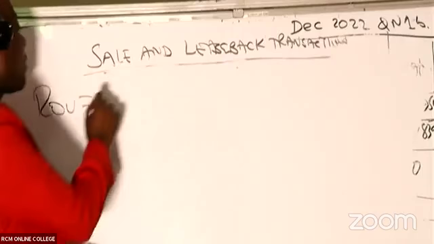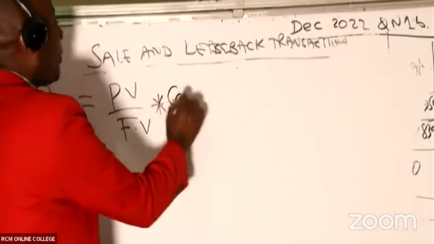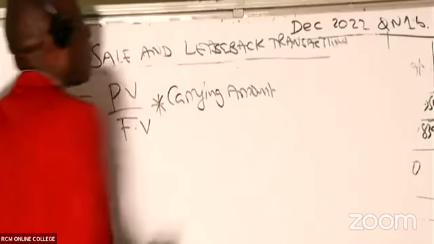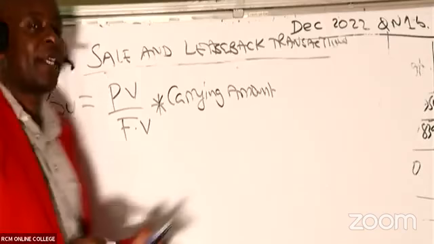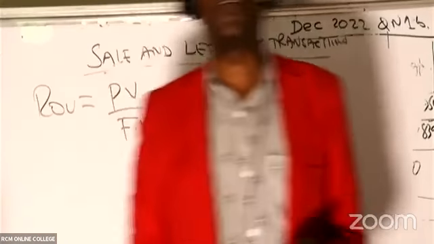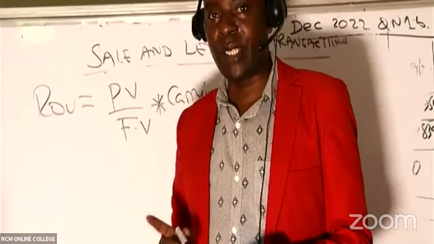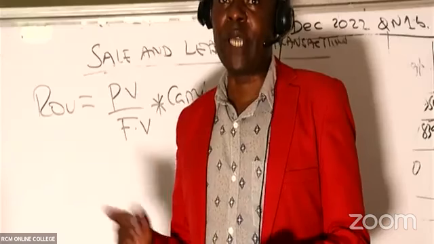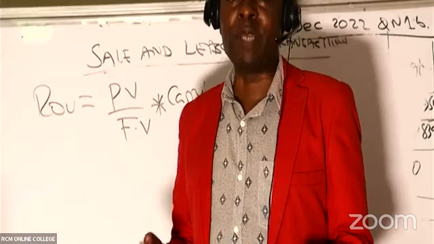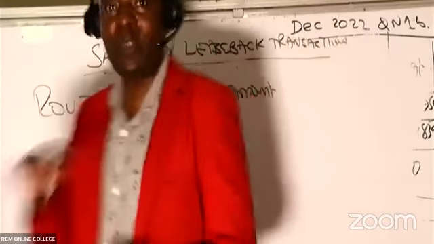Right of use of this asset will be present value over fair value times carrying amount. So basically, we take a fraction of the carrying amount of the asset. Remember, the carrying amount does not belong to us, the whole of it, because you're going to sell it. We will only be left with a fraction because of what is leased, the space. Now we're going to have this space for 5 years.